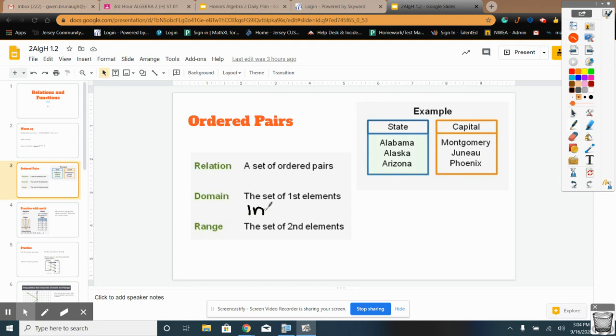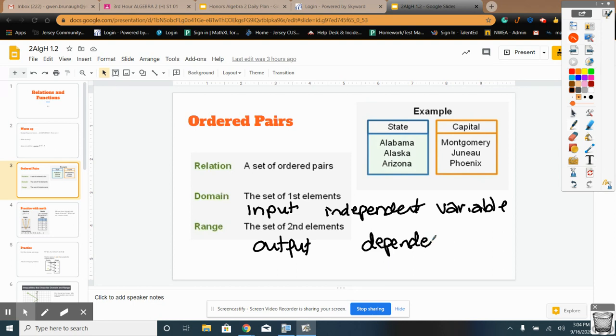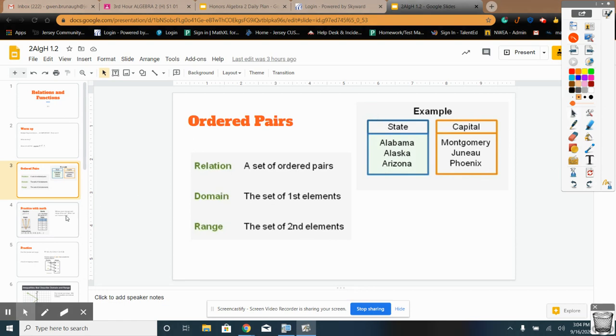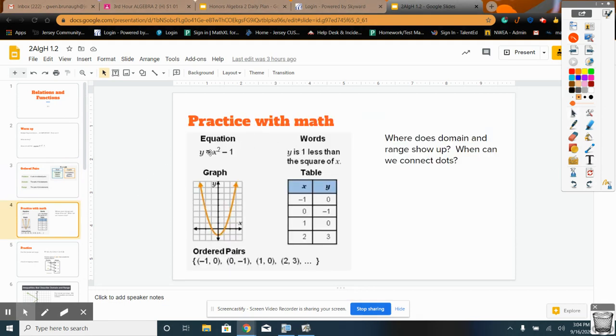Sometimes we call the domain the input and the range the output. That also works. Sometimes we call the domain the independent variable, because you get to pick. And sometimes we call the range the dependent variable. These are all different words for the same thing, domain and range, what x is allowed to be and what y is allowed to be. So there's the 4. There is 5, so I don't know why I wrote 4 earlier. You have equation, words, graph, table, and ordered pairs.